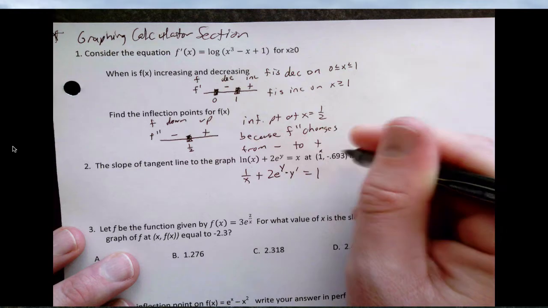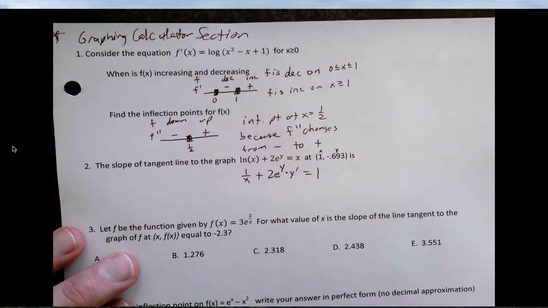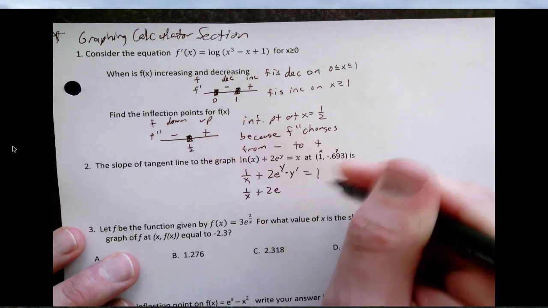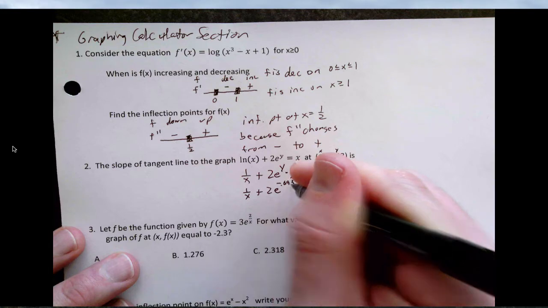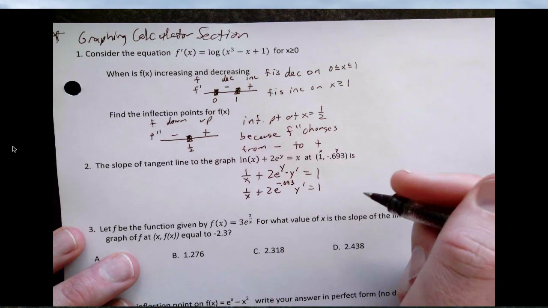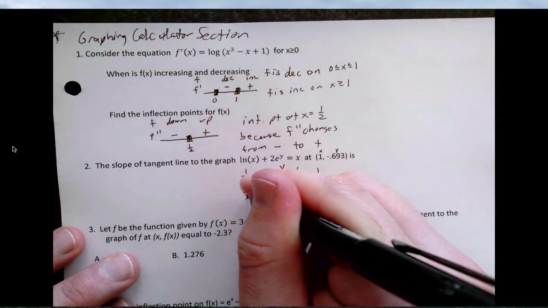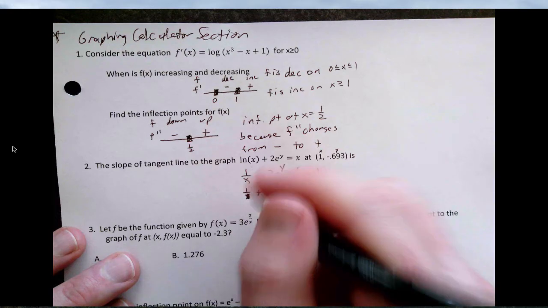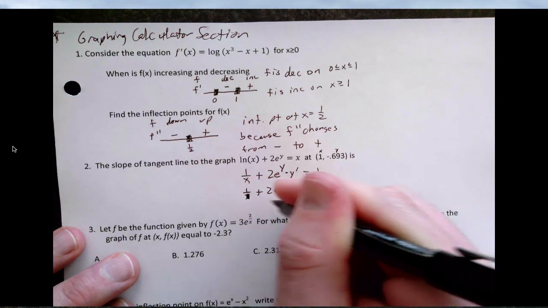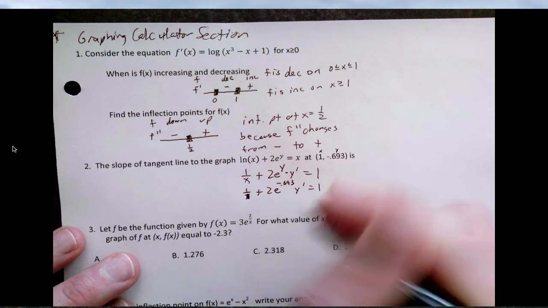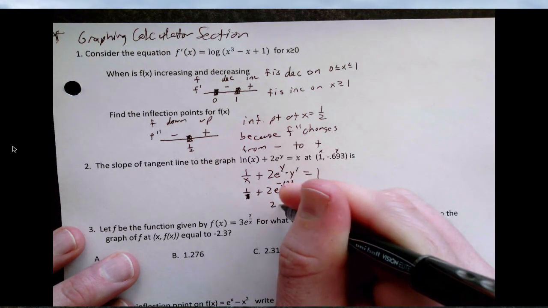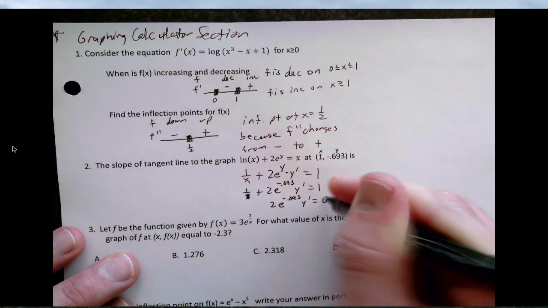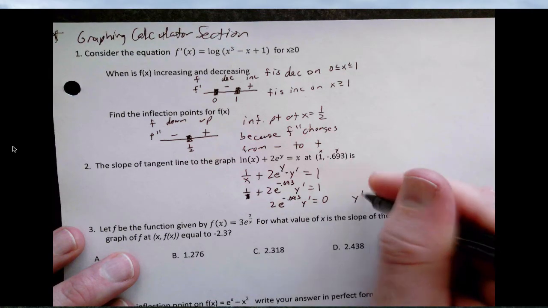Now I have y and x to plug in. The x is going to be a 1, and the y is going to be negative 0.693. So 1 over 1 plus 2e to the negative 0.693 y prime equals 1. This is 1 over 1; I said 1 and wrote x. Now this divides to 1, and when I subtract it over to the other side, I'm going to have 0. So I'm left with 2e to the negative 0.693 multiplied by y prime equals 0. And when I divide, I'll end up with y prime equals 0.